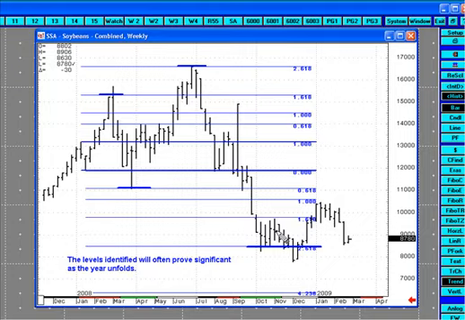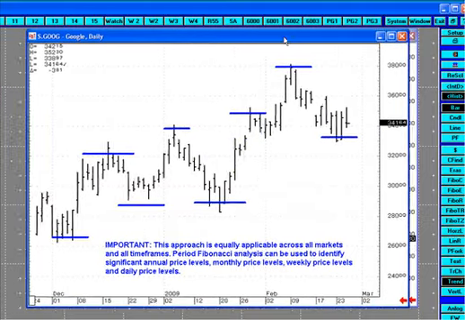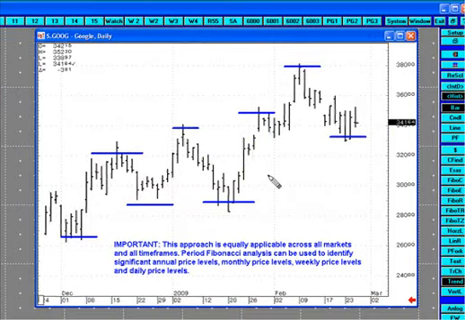I'm sure what most of you are very interested in is the application of this technique on a time period less than annual. So that's what we'll be doing right now. And again, it is very important to realize this approach is equally applicable across all markets and all time frames. Period Fibonacci analysis can be used to identify significant annual price levels, monthly price levels, weekly price levels, and daily and intraday price levels.